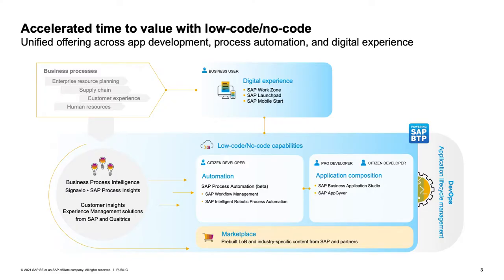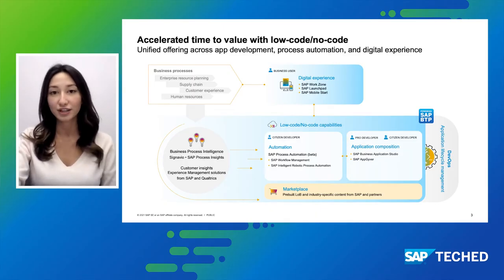So SAP provides a unified low-code, no-code offering for professional and citizen developers to accelerate time to value. These low-code, no-code tools include in-process automation and workflow. So here, SAP offers SAP Workflow Management and SAP Intelligent RPA, enabling citizen developers to easily build workflow and to automate tasks. On top of that, we will soon be launching SAP Process Automation to bring no-code process automation to the next level.